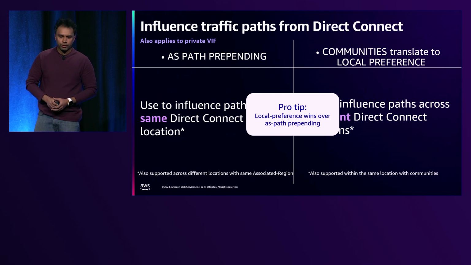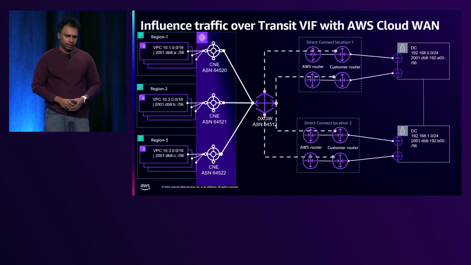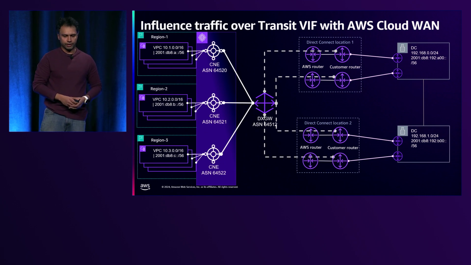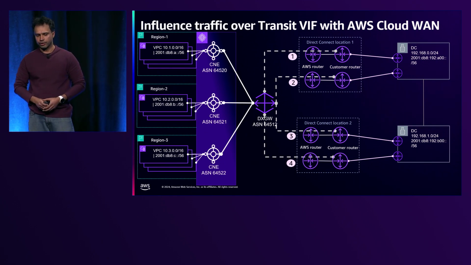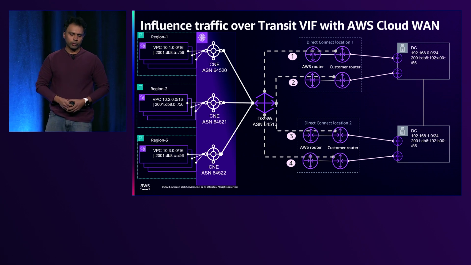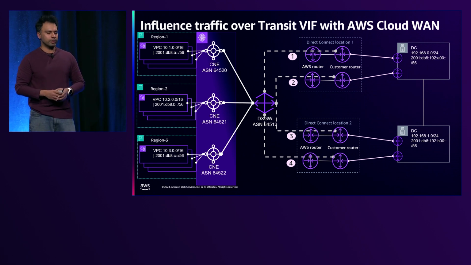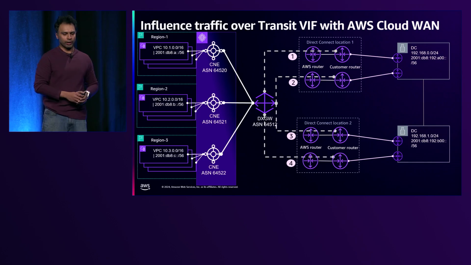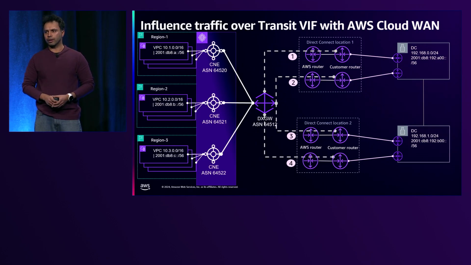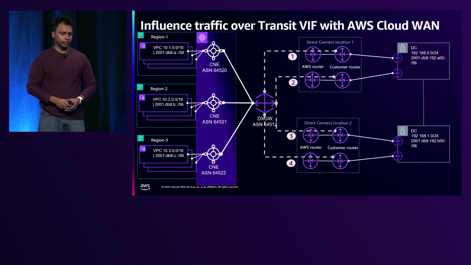All right. So let's go back to our scenario and let's have a traffic engineering exercise. Let's start with numbering the links first. You have 4 Direct Connect connections, and your high-level requirement is that you must always prioritize Direct Connect location 1 over Direct Connect location 2. Now we are talking about traffic engineering across locations, so you can use local preference here.